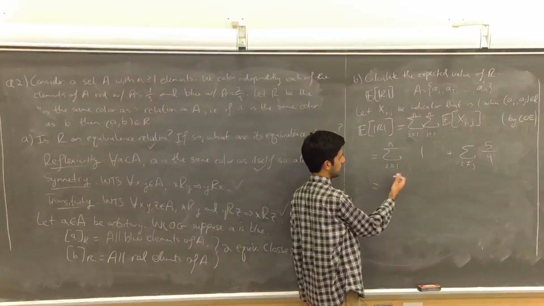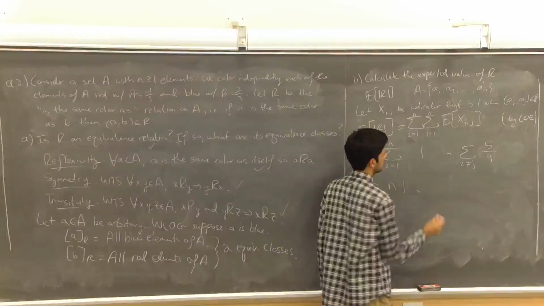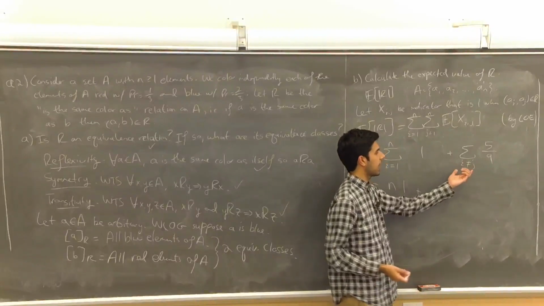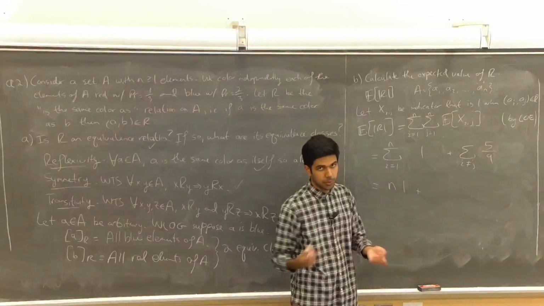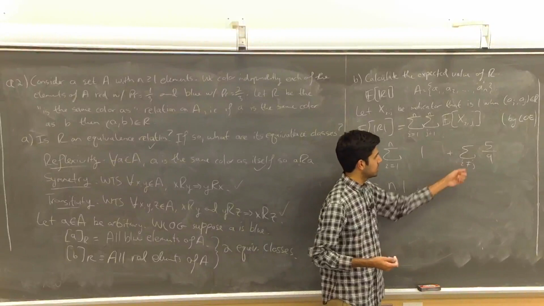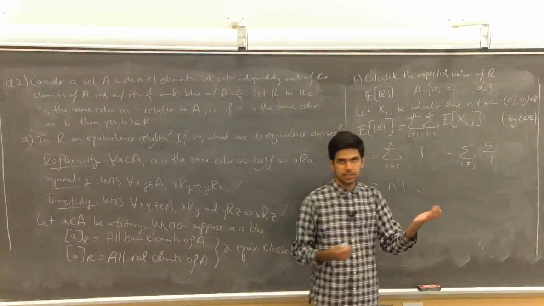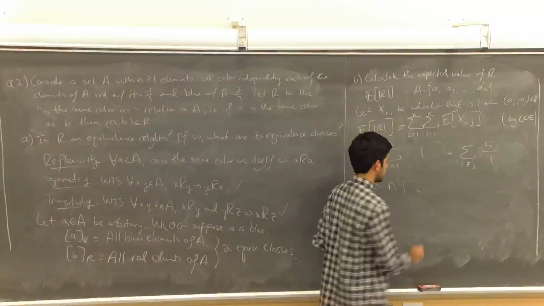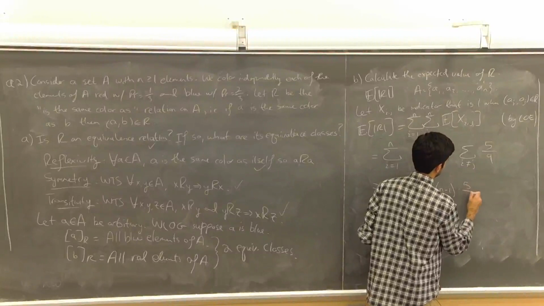This first term, we're summing the value 1 n times. So this is n times 1. And then we have to figure out how many unequal pairs of elements there are, where both elements are not the same. You have n choices for the first one, anything from 1 to n, and n minus 1 choices for the second one, anything that's not the first. So that's n times n minus 1 times 5/9.